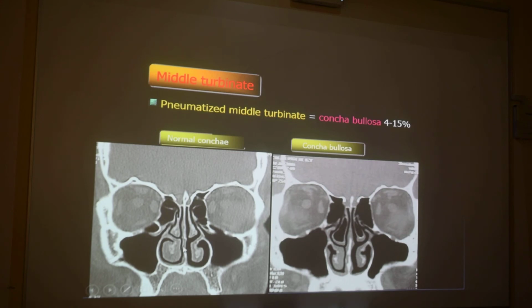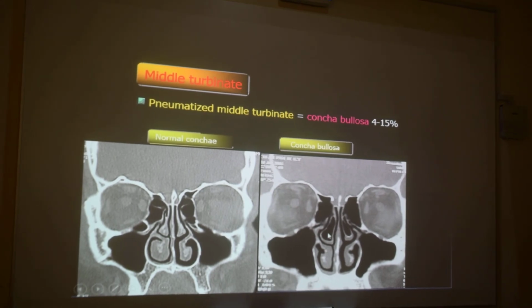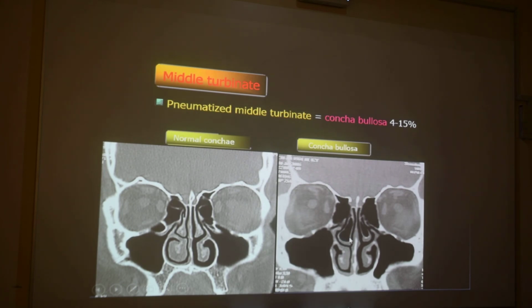Okay. There's another structure which is the turbinate. You see the inferior turbinate and the middle turbinate. The middle turbinate at times gets pneumatized, meaning it has air inside. When you have air inside the middle turbinate, it is known as concha bullosa. So we have this term which is known as concha bullosa.